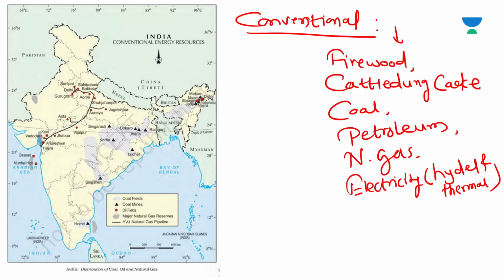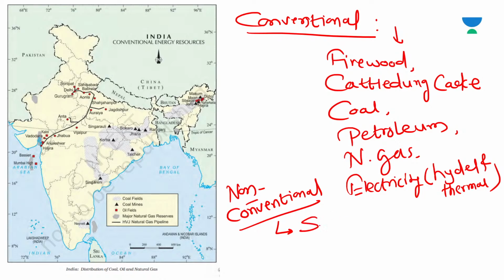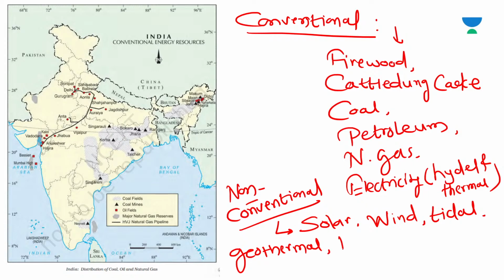Whereas non-conventional sources include solar, wind, tidal, geothermal, biogas, and atomic energy. So these are the non-conventional energy sources.